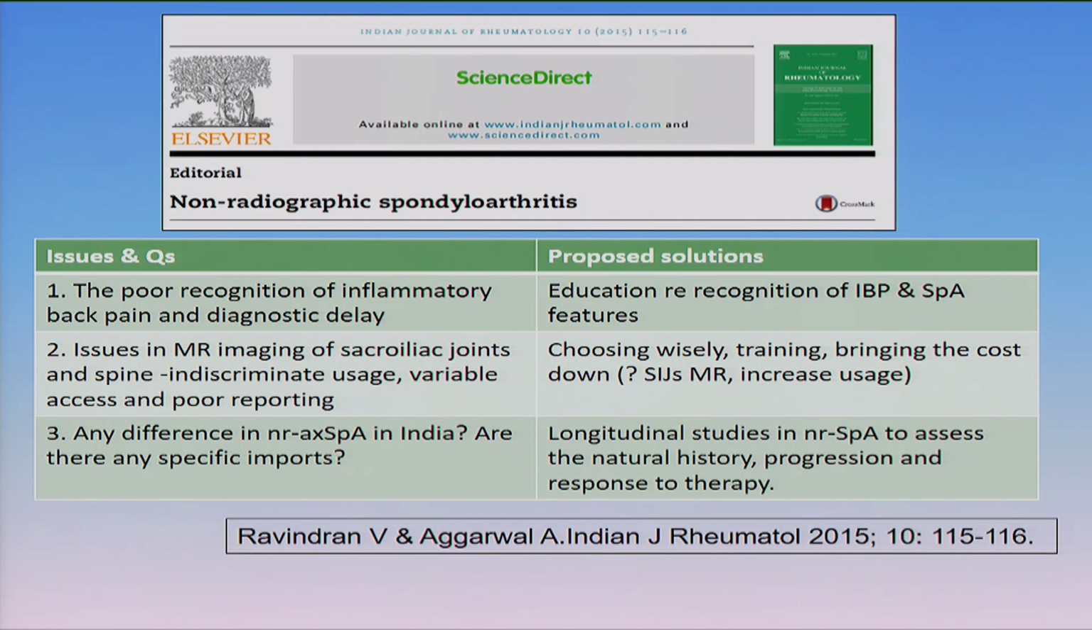And we really don't know whether our patients are any different from what is published in the Western literature. So this is, I think, important for our colleagues to look into in a proper manner.